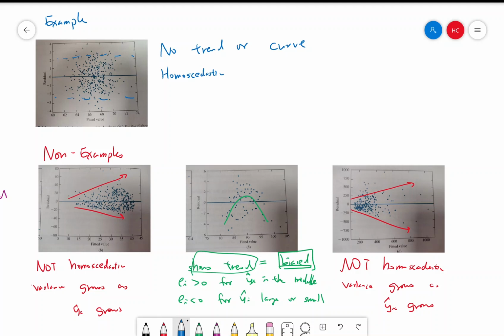Yep. So that's it about the residual plot. Just a warning: this is very subjective. So keep in mind that it's not really a precise criterion, but it helps you to determine whether the linear model is good or not.